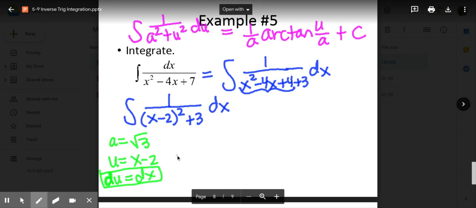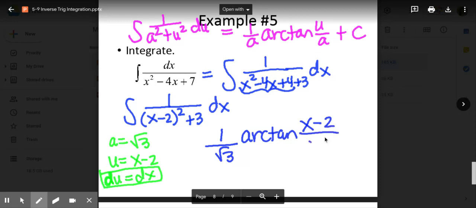So the answer is going to be 1 over a, my a is radical 3, arctan u over a. My u was x minus 2, over my a, which is radical 3, and then plus c. So there's my answer.